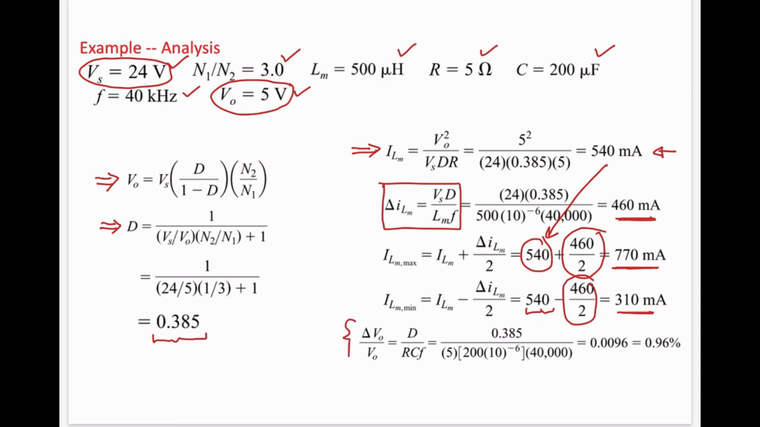And then we can calculate the voltage ripple using the expression of the buck boost converter. So 0.96% is the ripple factor, the ripple in the voltage.